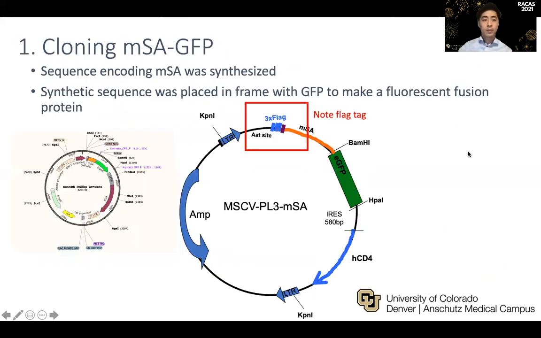So we've cloned the MSA-GFP version, which is the mammalian one. Basically, we've been able to make a FLAG-tagged vector with GFP in it, synthetically sequence an MSA version, and attach it in frame with GFP to make a fluorescent fusion protein.